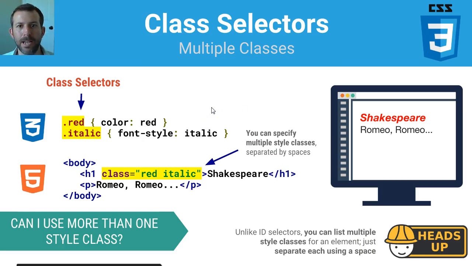Now, let's say that you want to have multiple style classes. Let's say I have an element, like this H1 element here, and I want to assign it both the red class and the italic class. I can do that by simply separating my style classes by spaces. As you can see, I have two style rules. The first one says anything that has a class red gets red text. Anything with a class italic gets its font style set to italic.